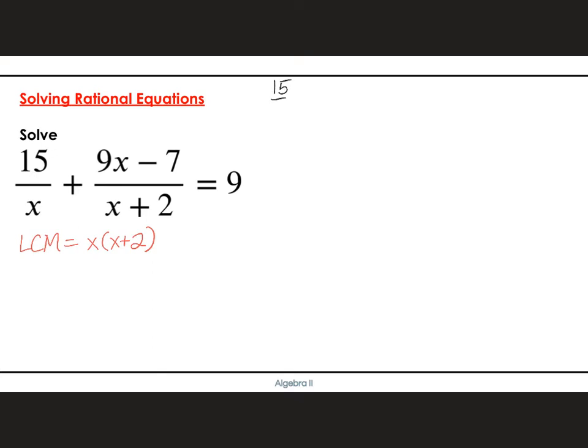So first I have 15 over x, and I'm going to multiply it by x times x plus 2. And then I have plus 9x minus 7 over x plus 2, which I'm going to multiply by x times x plus 2. And then that is equal to 9, which I'm going to multiply by x times x plus 2. So now I need to see, okay, what can I cancel out? So here my x's will become 1.